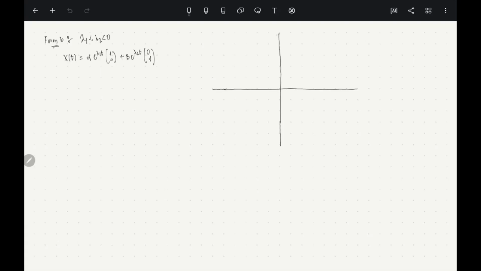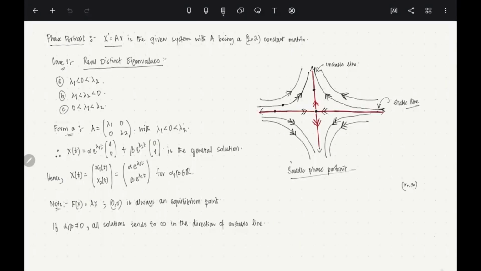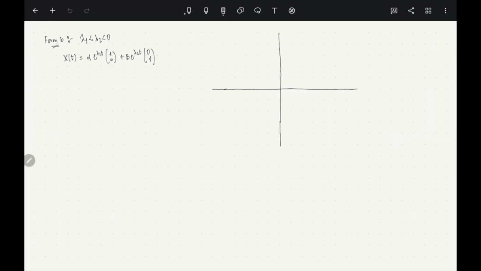Now let's again look at this particular thing. Don't draw this x, y with the arrows here. Please don't do it, otherwise it will get confusing. Here also I did it, but you don't do this arrow thing. Just write it as x and y.